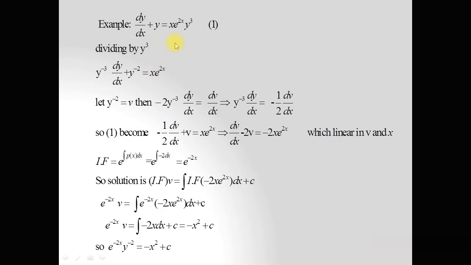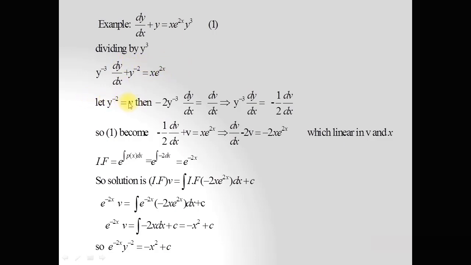Now let's move to another example. dy/dx + y = x e^(2x) y^3. First of all, divide this equation by y^3. We obtain y^(-3) dy/dx + y^(-2) = x e^(2x). Now use a suitable substitution to convert this differential equation into a linear form.